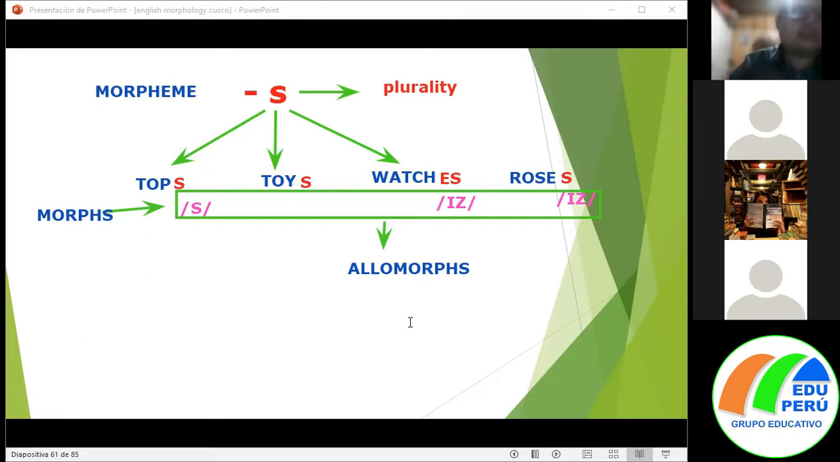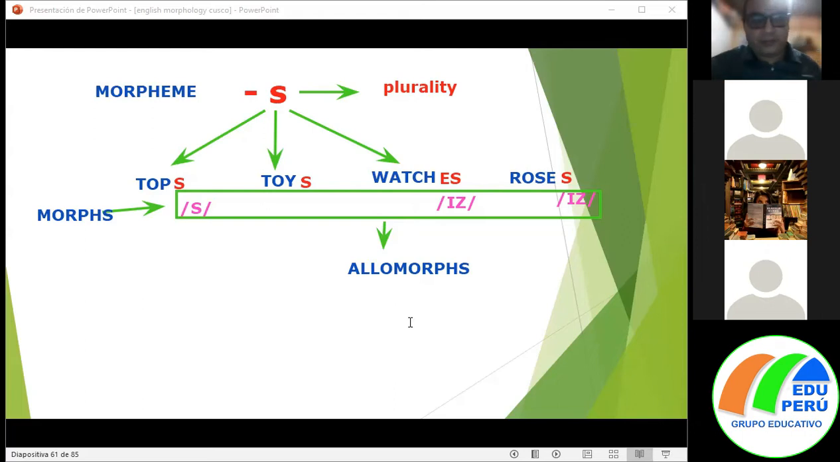The z, the is are morphs. If these morphs belong to the same morpheme, they are called allomorphs. All right? So now you have it clear, the difference between these three terms. Now remember, we have these three terms: morpheme, morphs, and allomorphs. Don't forget about it. Something similar happened with the ed.